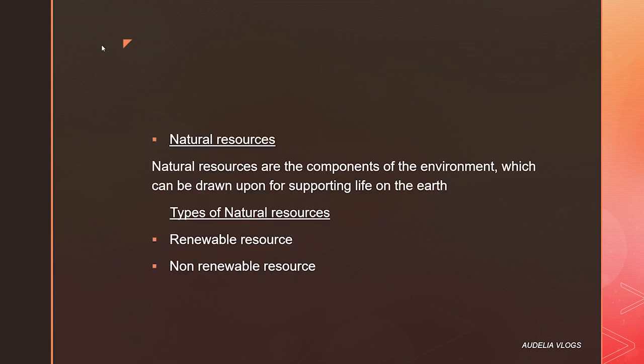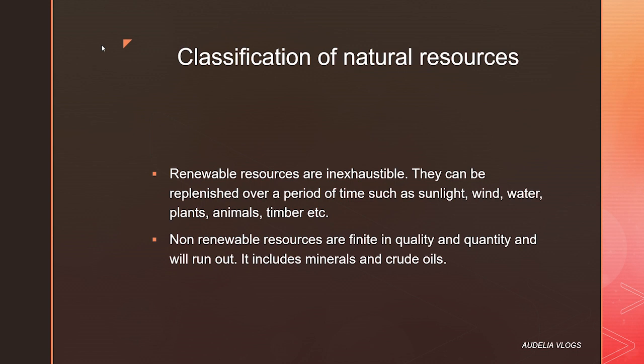Natural resources are classified into two. They are renewable resources and non-renewable resources. What is a natural resource? They are the components of the environment which can be drawn upon for supporting life on the earth. Natural resources are of two types, I told you. Renewable resources are inexhaustible. They can be replenished over a period of time. For example, sunlight is a renewable resource. Wind, water, plants, animals, timber, these are all renewable resources.